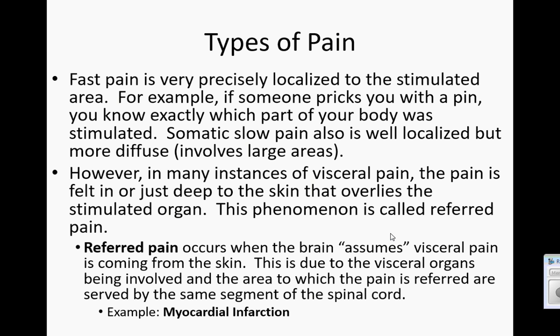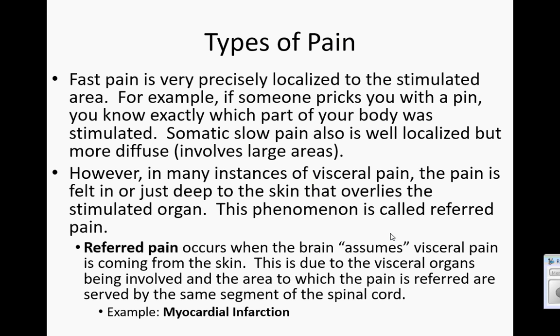As I just mentioned on the previous page, fast pain is very precisely localized to the stimulated area. For example, if someone pricks you with a pin, you know exactly which part of the body was stimulated, whereas somatic slow pain is much more diffused, involving larger areas. That's why your whole foot throbs after a few minutes of having that sharp pain. What's pretty crazy is sometimes we have mixed signals occurring, where visceral pain, coming once again from our viscera, is actually interpreted by our brain as pain coming from our skin. We call this phenomenon referred pain.